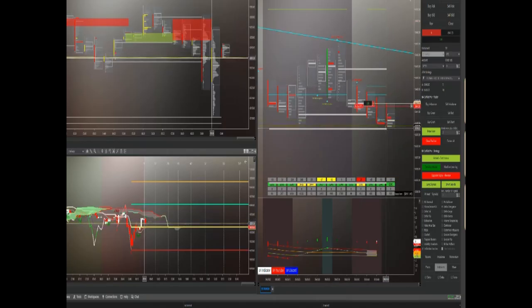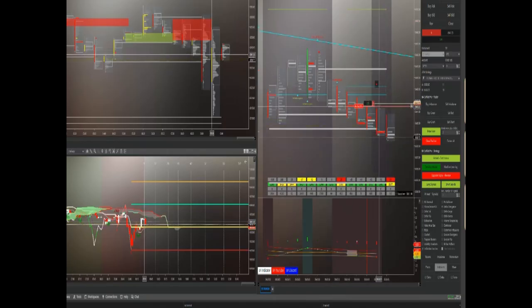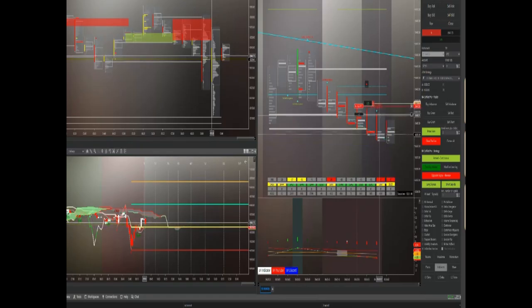Gonna guard it. We're at support here. Breaking support, guard it.